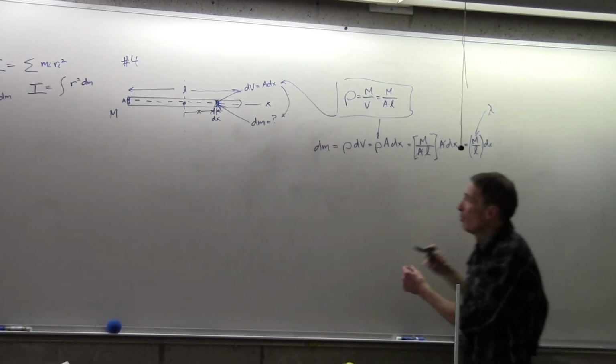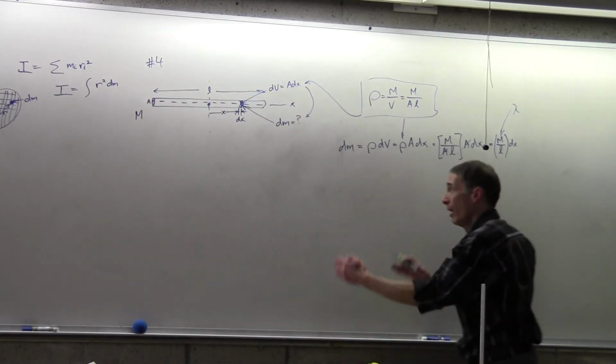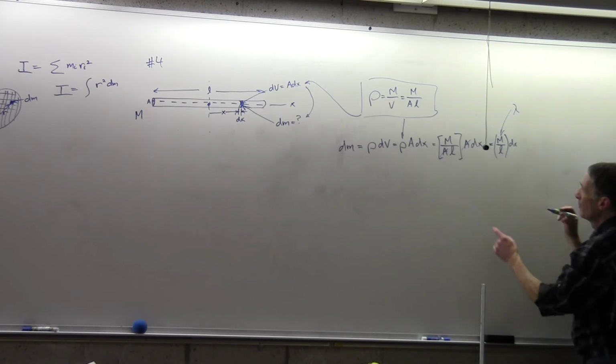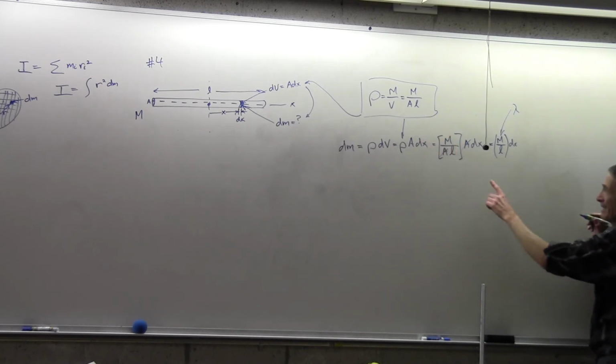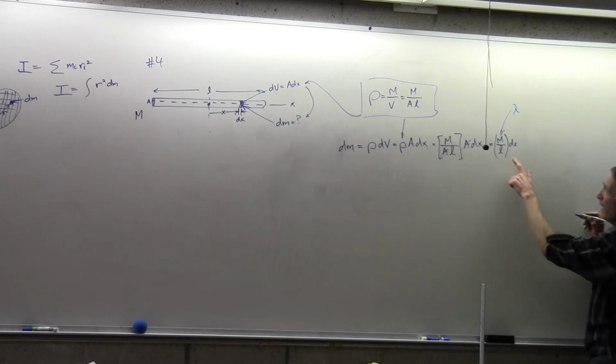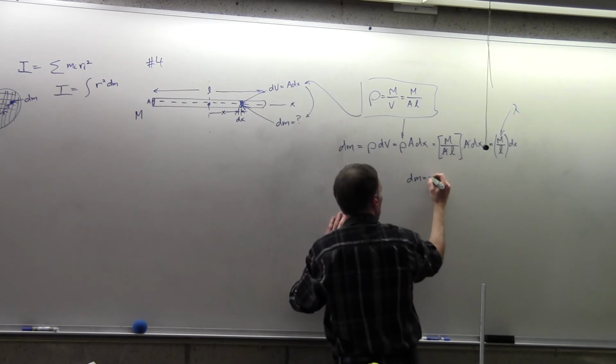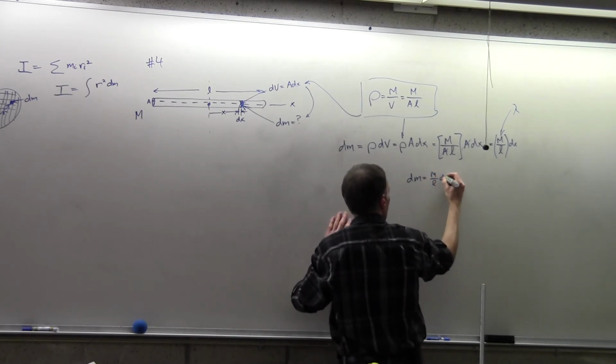And it works very well if this thing is very uniform. We can just say, well, how much per meter? Rather than going all the way back to ordinary density. But if you want to take it there, you can. It just ends up dropping out. Anyway, we do have what the differential mass is. It's just going to be m over L dx.